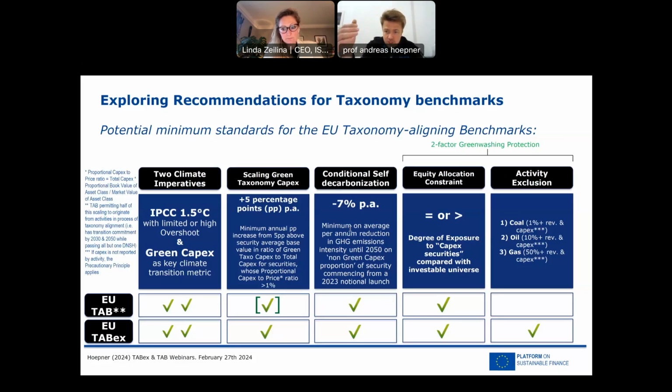So footnote 3 here says very clearly that the precautionary principle applies. So if a company is not willing to report disaggregated CapEx, then they're out as long as the revenue is too high. But if a company is willing to report disaggregated CapEx, which is any oil and gas company, so if they can prove that they have less than 50% in gas and less than 10% in oil, then they would be qualifying for the TAPEX. So the Taxonomy-Aligning Benchmarks with exclusion.